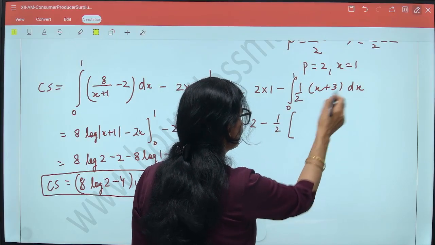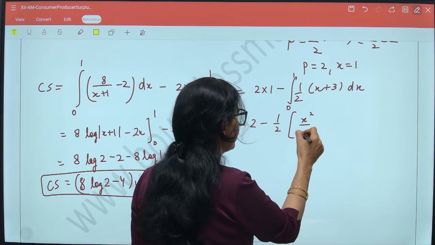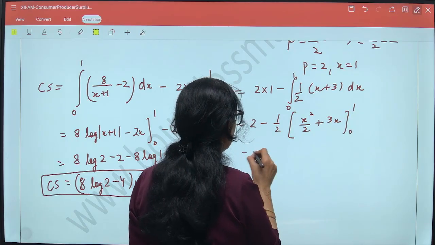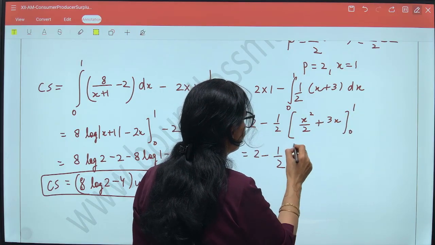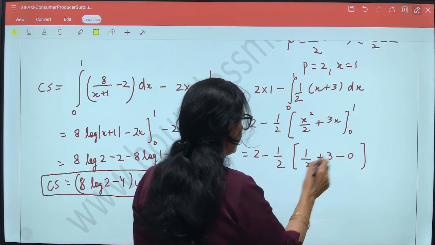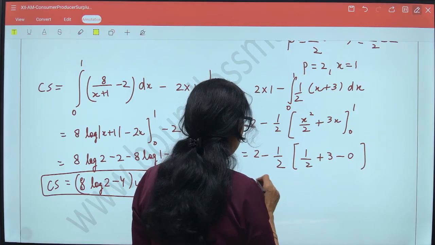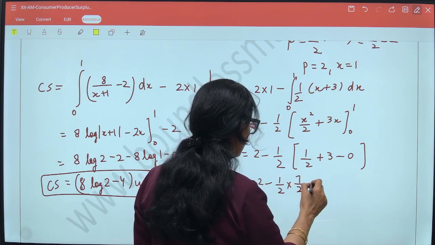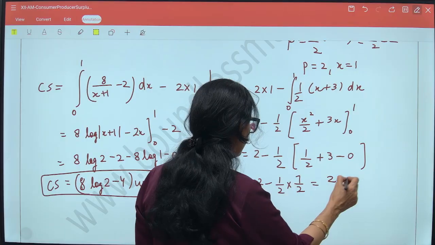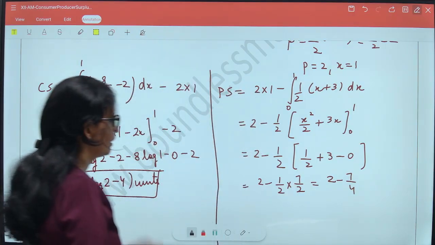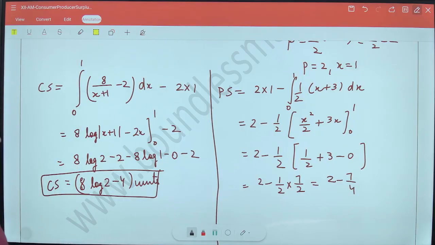What do we have? Integral of x plus 3 is x square by 2 plus 3x, and the limits are 0 to 1. So it becomes 2 minus half, 1 by 2 plus 3 minus 0. 6 and 1 is 7. It becomes 2 minus half into 7 by 2. That is 2 minus 7 by 4. 4 twos are 8. 8 minus 7, it becomes 1 by 4.